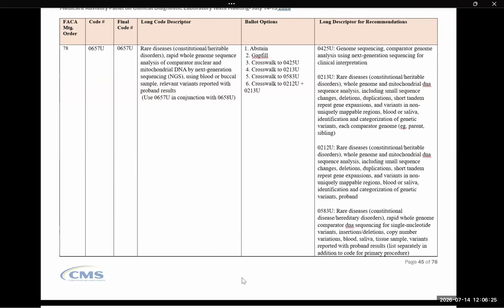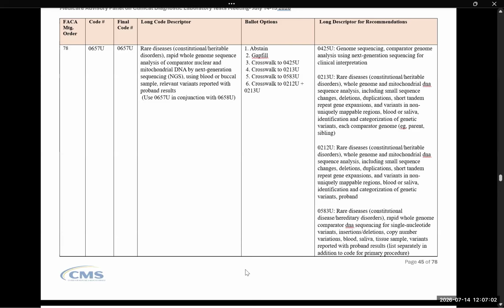All right, so next up we have 0657U. And I think Heather will be taking these. Yes, thank you. 0657U is again a rare disease focused rapid whole genome sequence analysis of the comparator nuclear and mitochondrial DNA by next generation sequencing, blood or buccal sample with the relevant variants reported along with proband results.